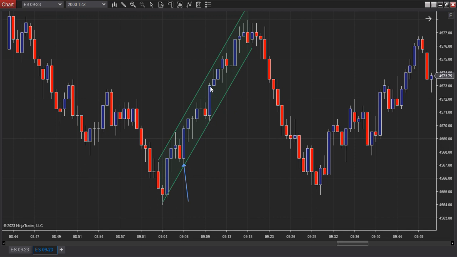Bars closing at or near their highs, small amounts of bear bars in the channel itself. If we go through and count the bear bars, we can count 1, 2, 3, 4, 5 bear bars. 1, 2, 3, 4, 5, 6, 7, 8, 9, 10, 11, 12, 13, 14 bull bars. It's a big difference. So who do we think has control over this? Obviously the bulls.